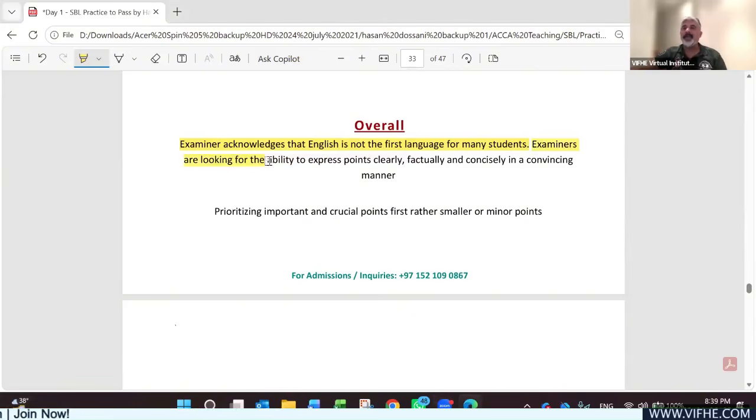Examiners are looking for ability to express points clearly, factually, and concisely in a convincing manner. So even if your English is not good, doesn't matter. It's not a test of your English grammar or English language. But at least your English should be sufficient that you are able to communicate your thoughts clearly and convincingly. Is that okay, guys?